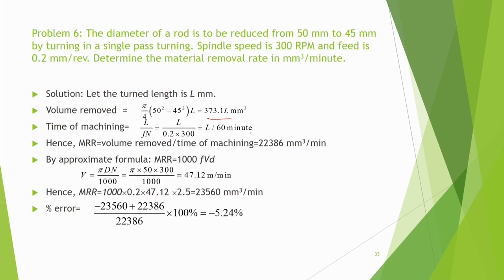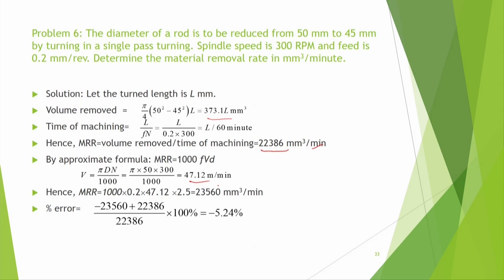Hence, MRR is equal to volume removed divided by time of machining. We put it there, the L gets cancelled and you get 22,386 millimeter cube per minute. But if we do it by the approximate formula, MRR is equal to 1000 FVD, and here V is equal to pi D n by 1000. So this comes out to be, D is 50 and n is 300, so 1000 into 0.2 into this much into D is 2.5, that is coming 23560.